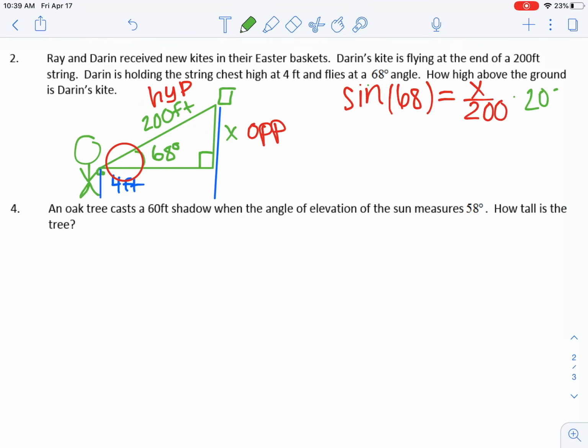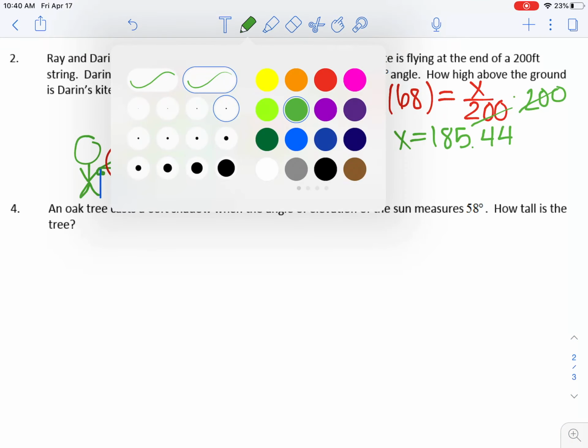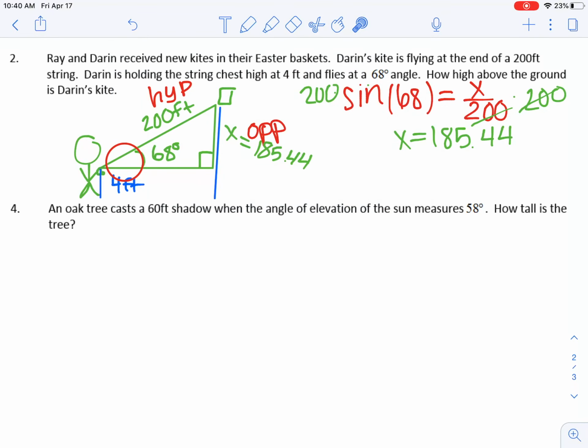Then I can multiply both sides by 200 to solve for x. And I get x equals 185.44. So that's going to represent this part of our triangle. Okay, but then we need to remember that we do have this extra 4 feet to get to the ground. So I'm going to add 4 to my x. So our kite is 189.44 feet above the ground.